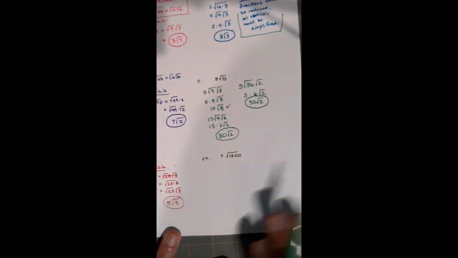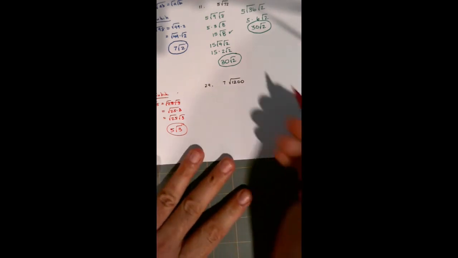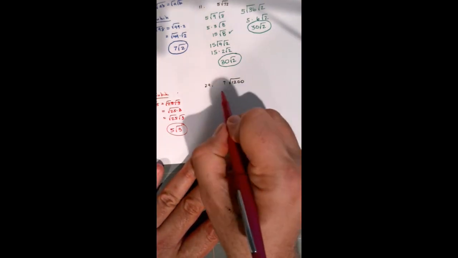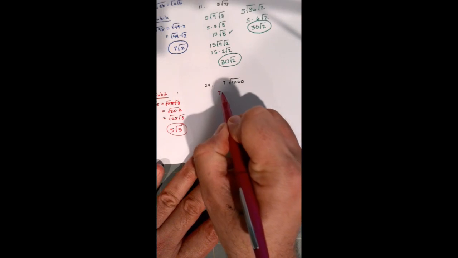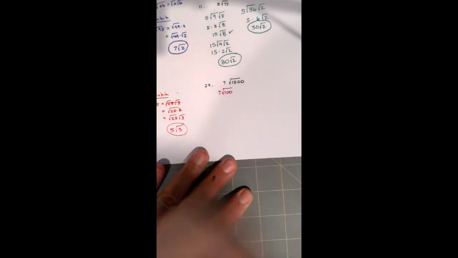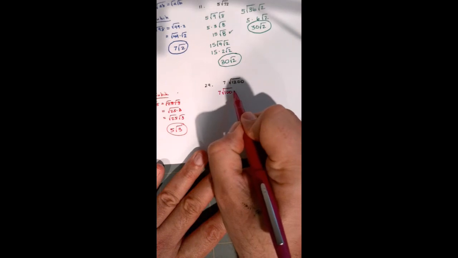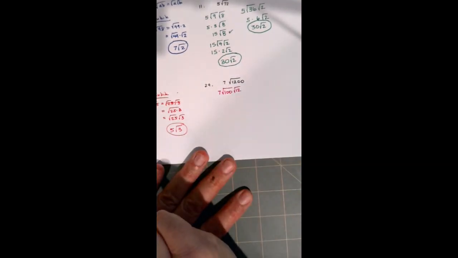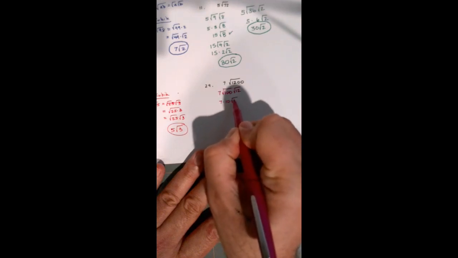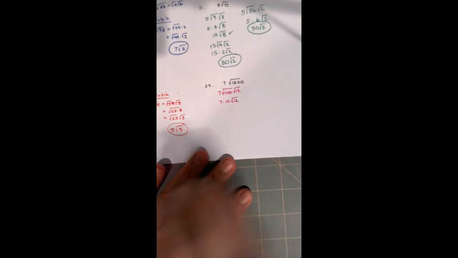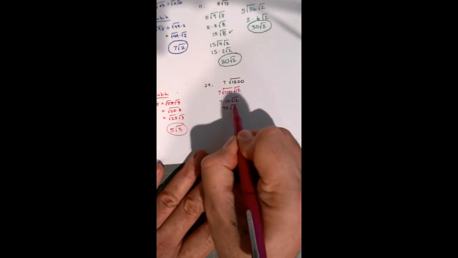So here I chose number 29. This is a really good example for us to end on because I am pretty sure that there's maybe 400 goes in there. But let's say I didn't know that. So I know I have a perfect square here of 100. So I would say 7 times root 100 times root 12. So that gives me 7 times 10 times root 12, which is 70 root 12.